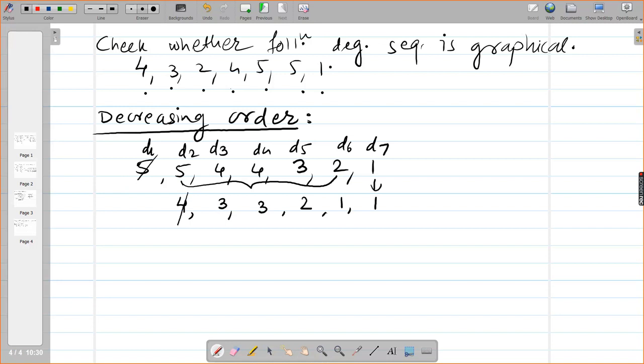Cancel this 4, and from the next 4 entries, subtract 1. So 3 minus 1, 2. 3 minus 1, 2. 2 minus 1, 1. 1 minus 1, 0. And 1 as it is. Now what has happened? Is this sequence in the decreasing order?